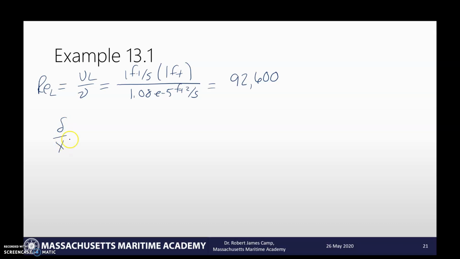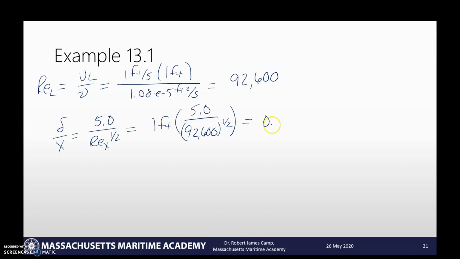And so delta over x is still just going to be 5.0 over Reynolds number based on x to the 1/2. So 1 foot times 5.0 divided by 92,600, and we'll take the square root of that. We bash all those together, and we get 0.0164 feet, which is about 2/10 of an inch. Yeah, the boundary layers compared to the length for these two materials at that temperature are relatively small.